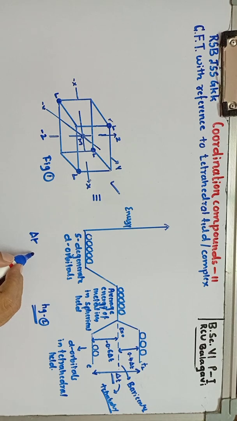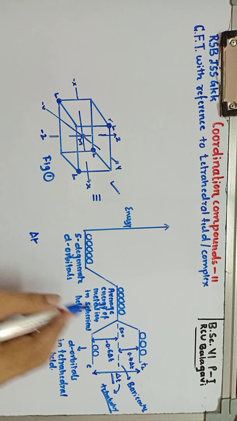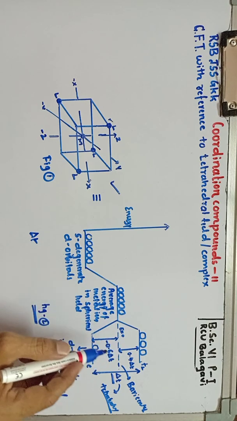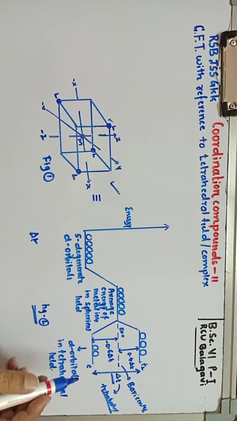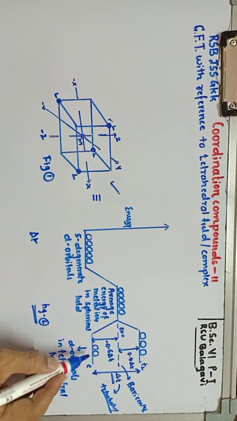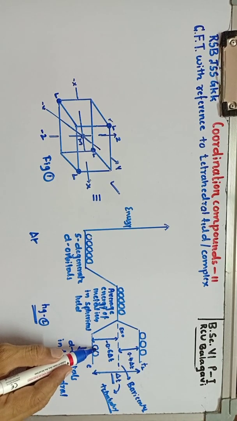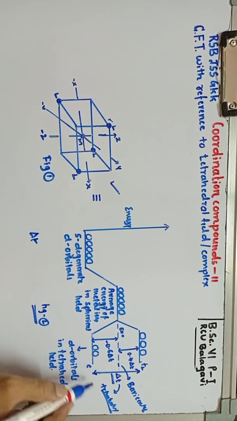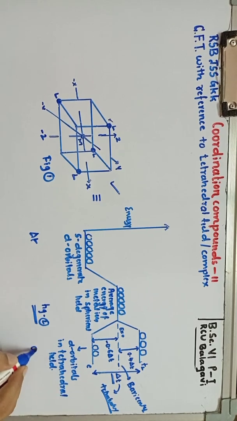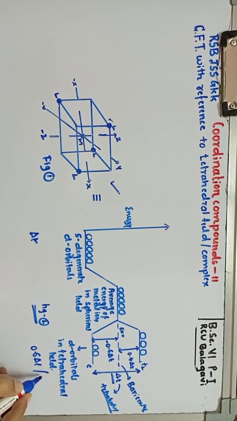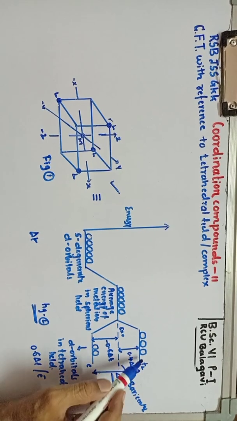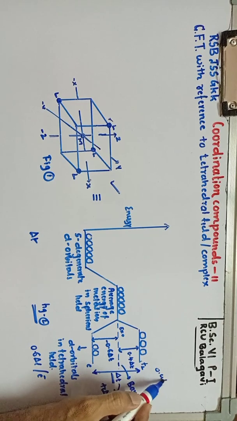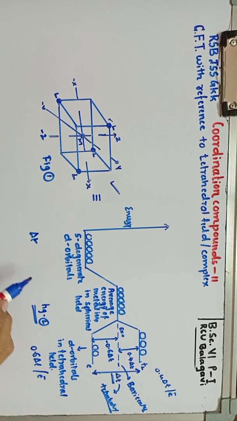Here the T2 orbitals are 0.4 delta T above the barycenter, whereas the E orbitals are 0.6 delta T below the barycenter. Further, each electron entering an E orbital will stabilize the complex by 0.6 delta T per electron, whereas each electron entering a T2 orbital will destabilize the complex by 0.4 delta T per electron.